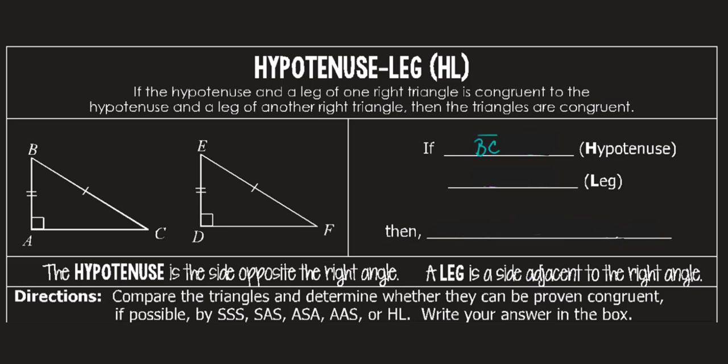If BC is congruent to EF and side AB is congruent to side DE, then triangle ABC is congruent to triangle DEF by HL.